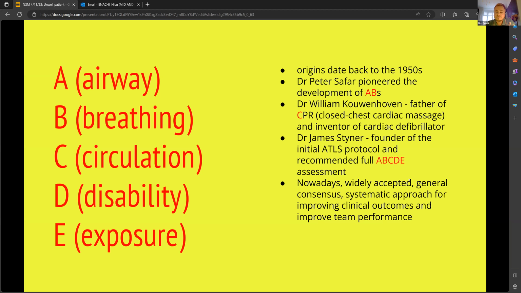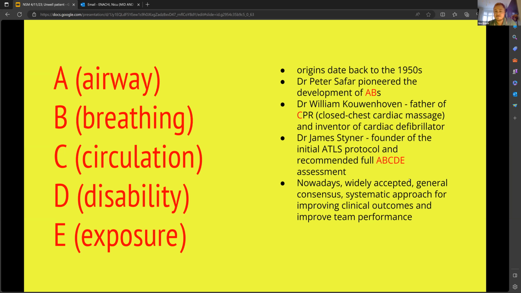Then Dr. James Styner, an orthopedic surgeon, got into a plane crash with his family. So even back then, orthopods were very rich. It was a private plane crash. He went to a hospital with his family, and he realized how disorganized things are. Then he came up with what was essentially the basis of the ATLS protocol, which included the comprehensive ABCD assessment.